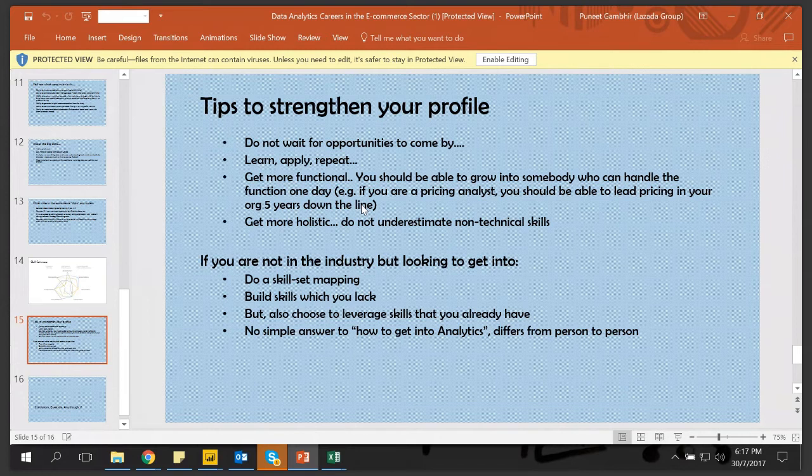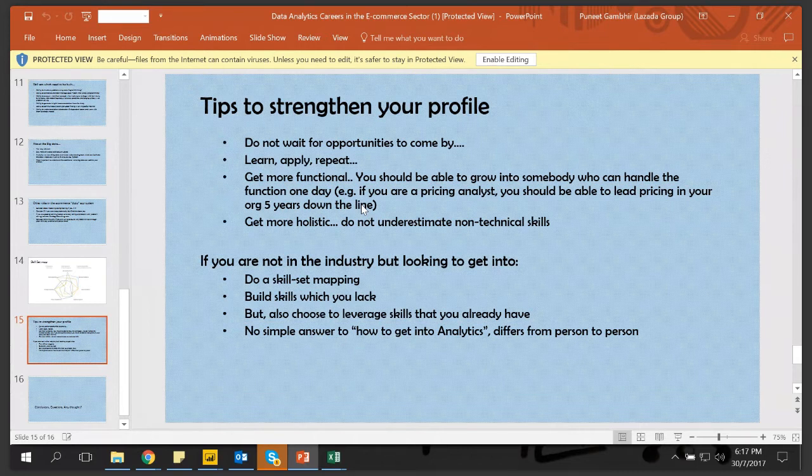Get more holistic. Do not underestimate non-technical skills. So I spoke about storytelling, project management. These are skills for which you will not find a lot of material or a lot of trainings. But as long as you're aware of it, and you are consciously working towards it in some way, it will help you in the longer run.